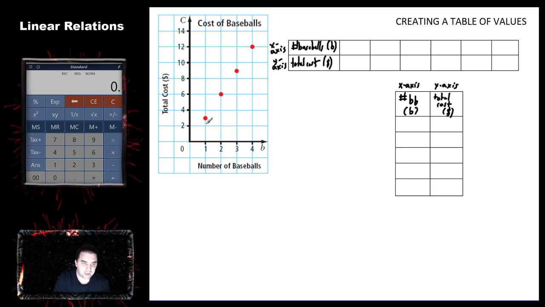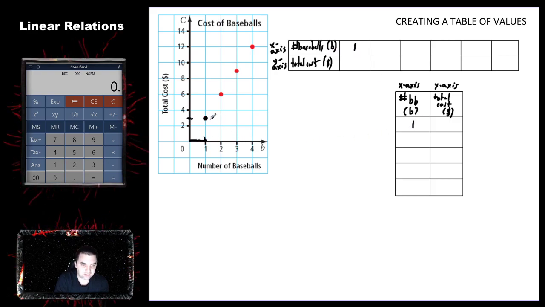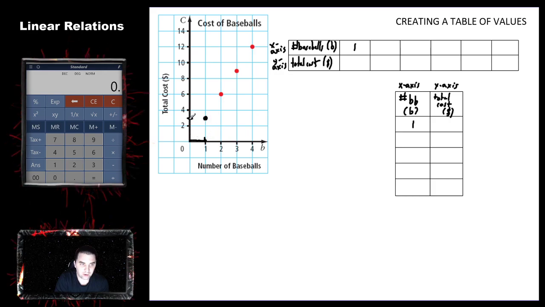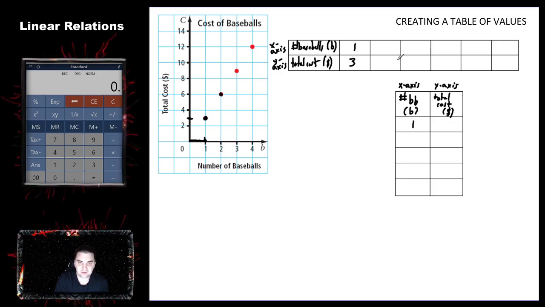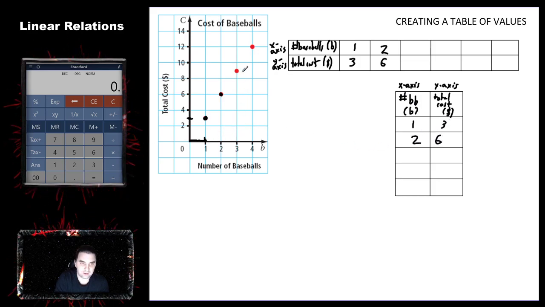Now we have to find all the data points. So we have one data point right here that is at 1 and 3. So my x-axis is at 1, and it looks like it's at 3 here. So going upwards, it's 3. The next point we have is 2, 6. 2, 6. Oh, I missed the 3 there. 2 and 6. The next one is 3 and 9.